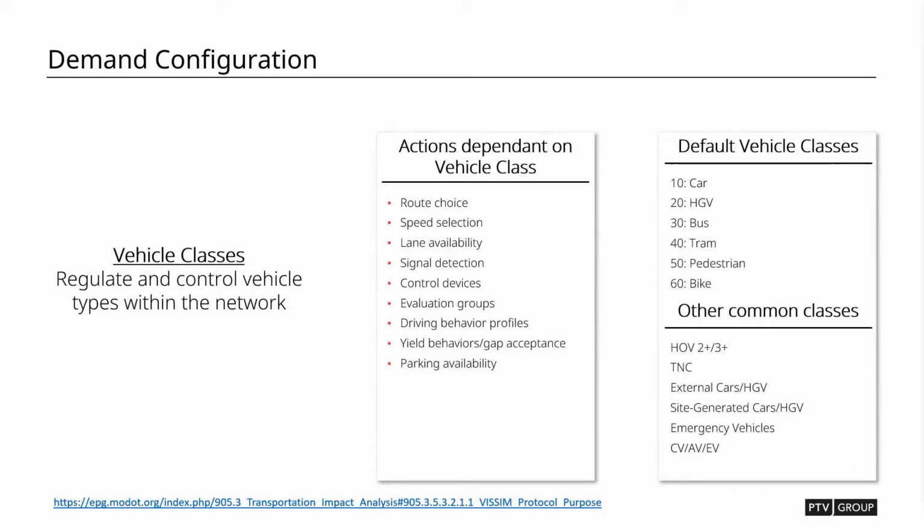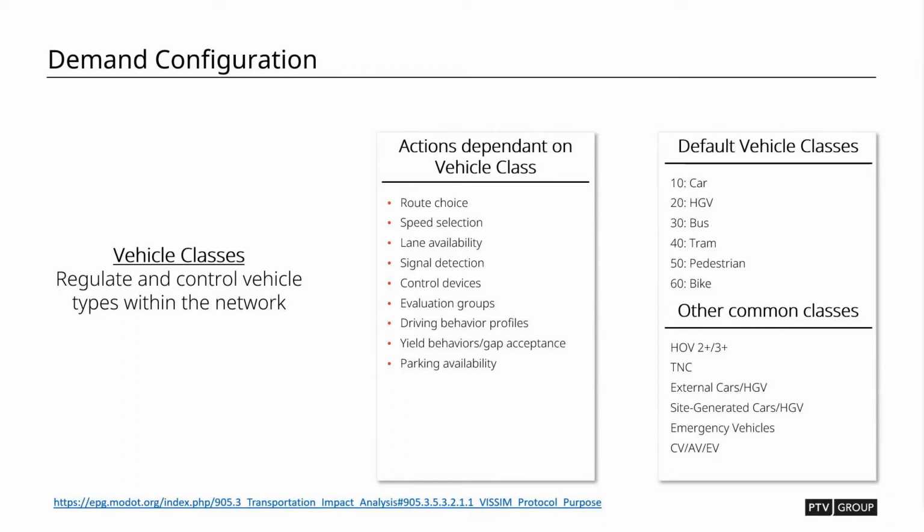They control the vehicles based on the actions that they want to do. So for example, route choice, speed selection, lane availability, control devices, things like that. Evaluation groups, maybe you want to evaluate a subset of vehicle types together. Parking availability, things like that. Those are all vehicle classes.